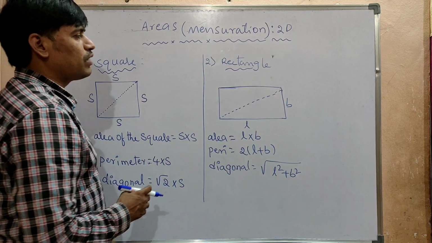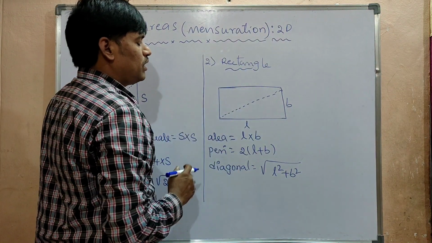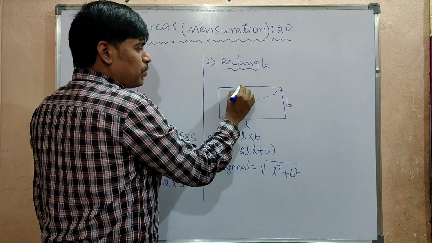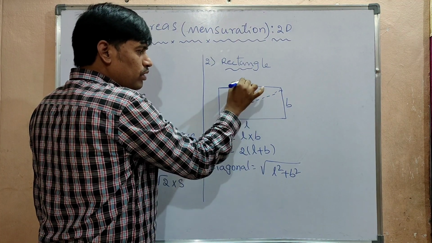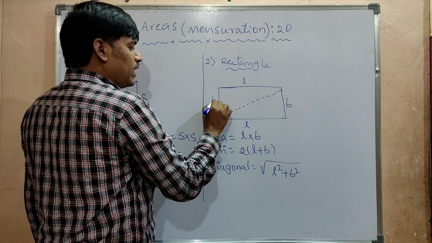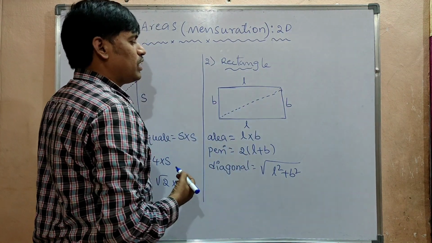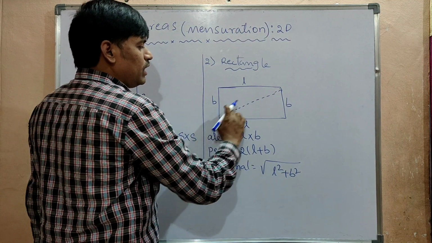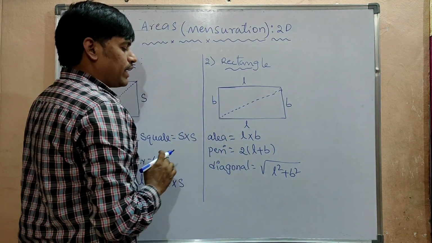Now the second one is rectangle formulas. In this rectangle, the opposite two lengths are equal. These two side lengths are equal, and these two breadth values are equal to each other. Here is the diagonal of the rectangle.